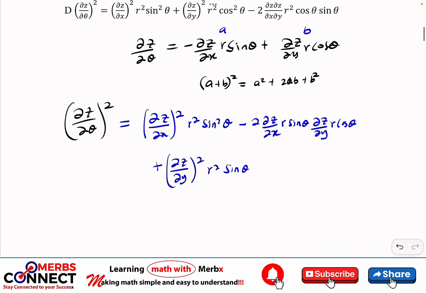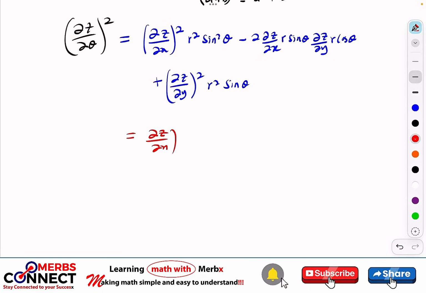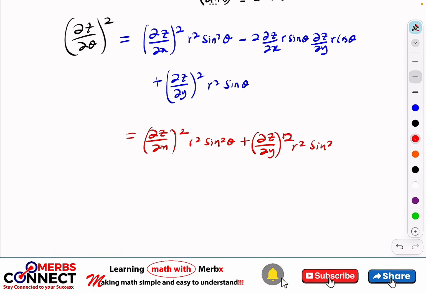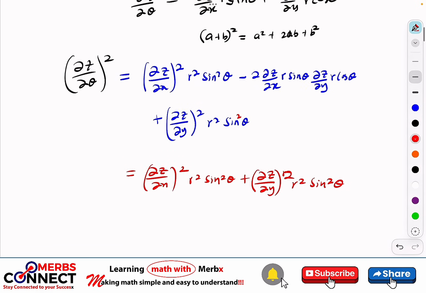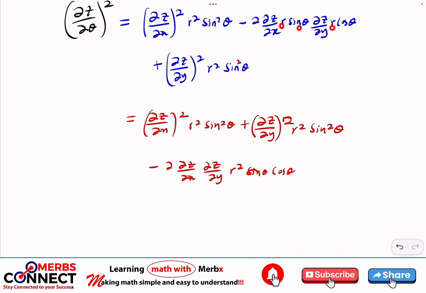Okay, so I think they've grouped like terms there with first x. So let's do that. This is the same as (partial of z with respect to x) all squared r² sin²θ, plus (partial of z with respect to y) all squared r² sin²θ. Why is it that I don't like writing square? Okay. Then minus 2 partial of z with respect to x, partial of z with respect to y, and this is going to be r² sinθ cosθ. So r times r will be r², and then sin cos will be this.